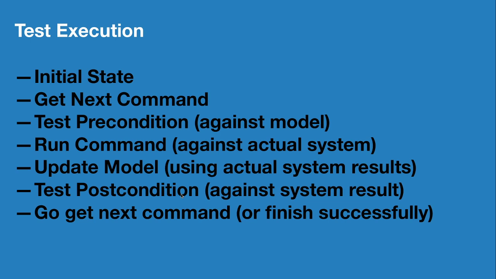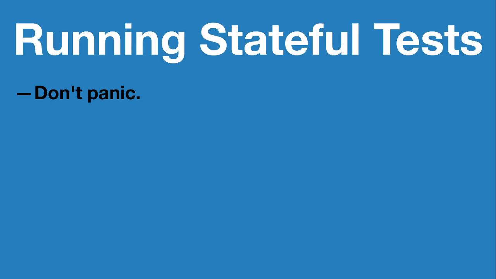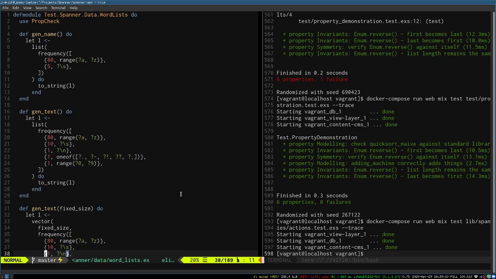After that, you test the post condition, which is just, did this command do what I expected it to do? And then you go get the next command and keep on going and going and going until you either hit a failure or finish successfully. All right, that's a lot. But let's not panic and let's just try and run some tests. And again, this is about maybe making the case for investment, not necessarily getting you at the point where you could actually do this straight off the bat.